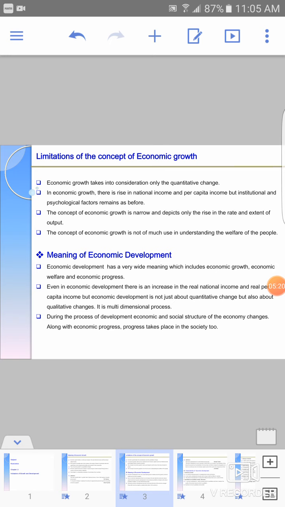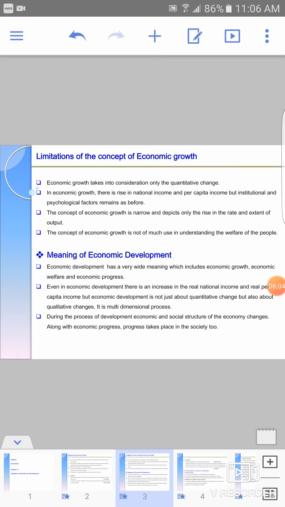Okay, so now we'll understand what is the meaning of economic development. Economic development has a very wide meaning which includes economic growth, economic welfare and economic progress. Okay, economic development includes economic growth. Okay, it includes quantitative and qualitative measures. Even in economic development, there is an increase in the real national income and the real per capita income. Okay, as I told you that it includes economic growth. But economic development is not just about quantitative change but also about qualitative change.